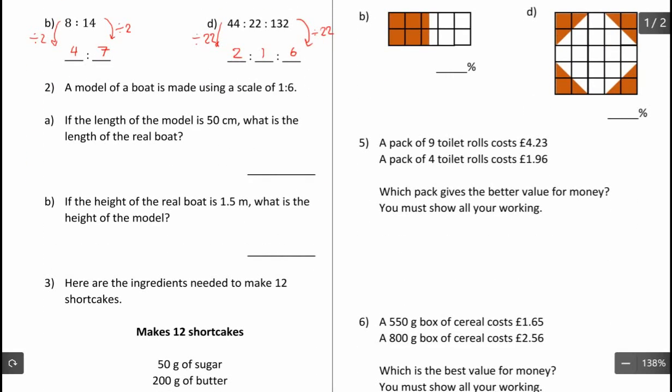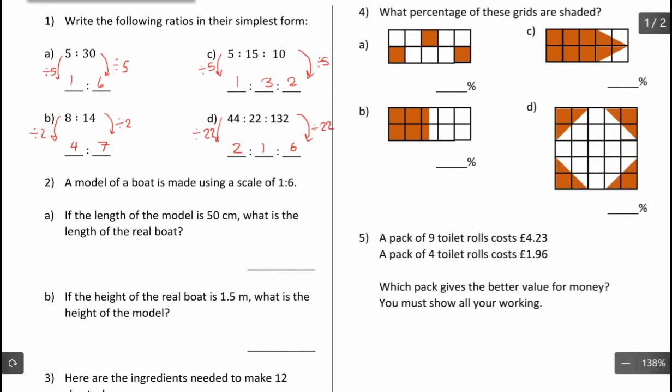Question 2. A model of a boat is made using a scale of 1 to 6. Now when I see ratio in this form, what I do is create a little key like this. In other words, the real thing is 6 times bigger than the model. So if I want to turn from the model to the real thing, I times by 6. If I want to go from the real thing back to the model, I divide by 6.